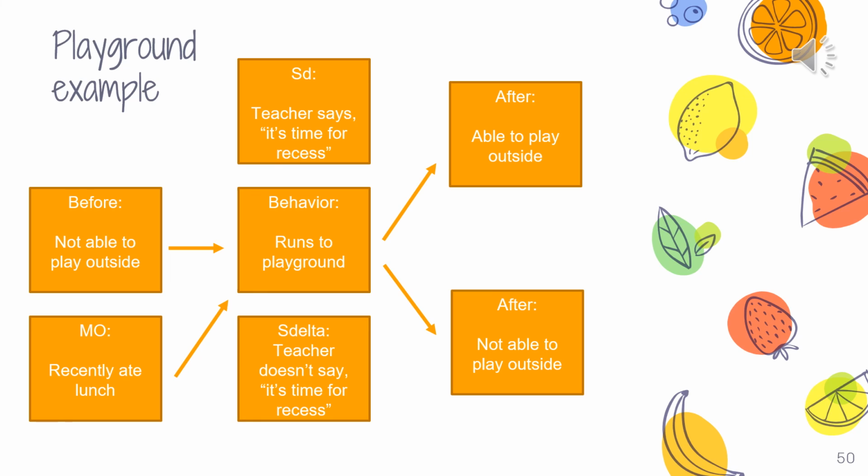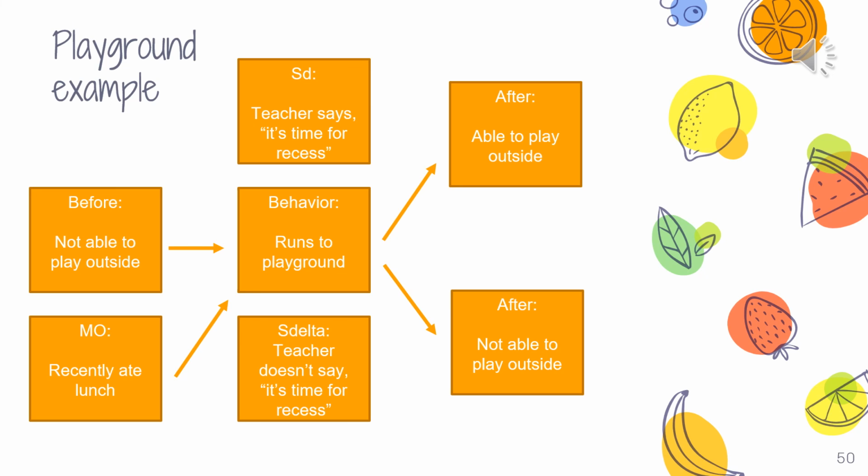Here we see the full contingency for the playground example. The child is not able to play outside, and in the presence of the teacher saying it's time for recess, running to the playground is reinforced by being able to play outside. However, running to the playground in the presence of the teacher not saying it's time for recess is not reinforced.